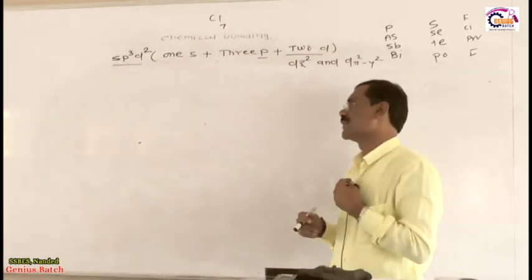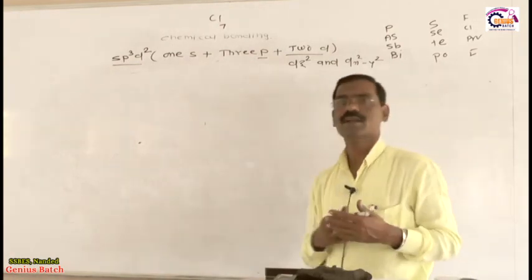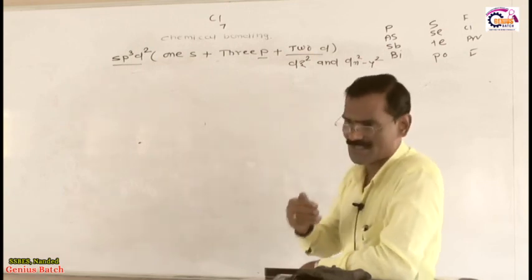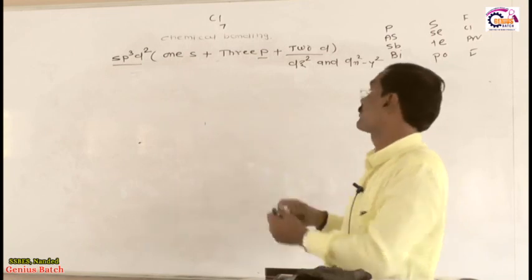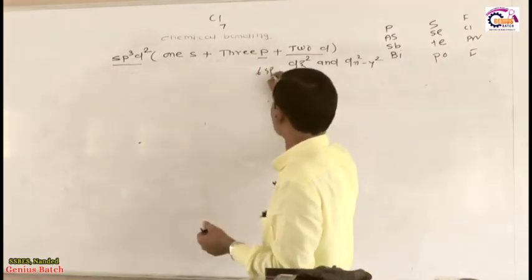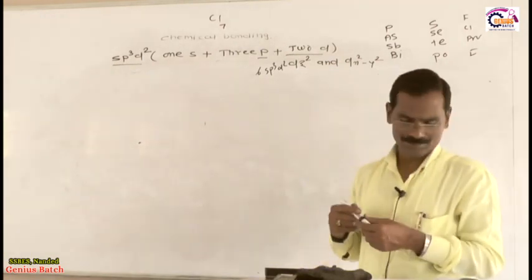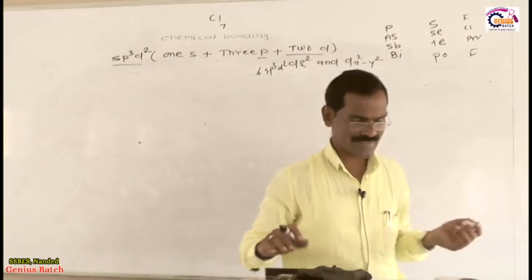Now dear student, what is the definition of sp3d2 hybridization? In this hybridization, there is mixing of 1s, 3p and 2d orbitals of the same atom. After mixing, it gives 6 new sp3d2 hybrid orbitals, equivalent in shape and energy, and this is called sp3d2. Write this down. Now I will give you one example.